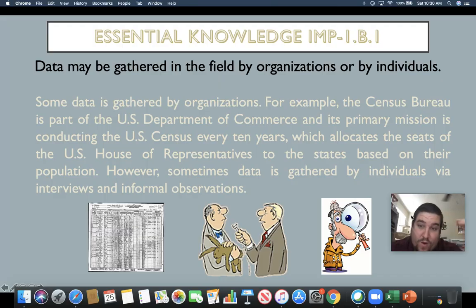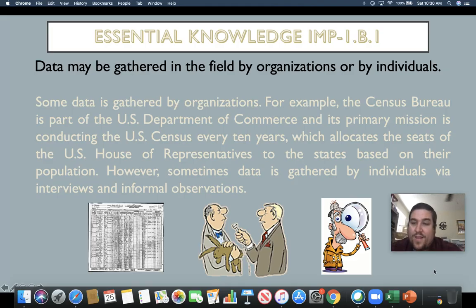One is by big organizations. The best example of that is actually the U.S. Census Bureau, which is part of the U.S. Department of Commerce. The Census Bureau's primary mission is conducting the U.S. Census, and we are just finishing it up, but we're actually continuing it because of the COVID situation. Every year on the zeros, so 2020, we did it before in 2010, we'll do it again in 2030.